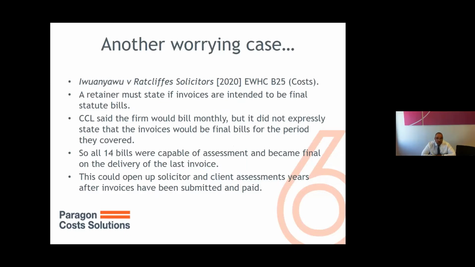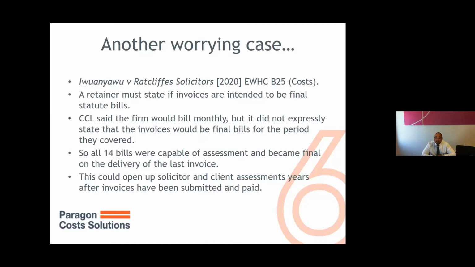This was before Master Court and SCCO, who is the senior cost judge in the SCCO, so he carries some weight. And what he had to consider was whether the invoices that had been rendered throughout the litigation were statute bills. And he concluded by saying that regardless of whether the bills appear to be statute and are compliant in themselves, the retainer has to state if invoices are intended to be final statute bills. So if the retainer doesn't expressly state that the invoices will be statute bills, then they're not.